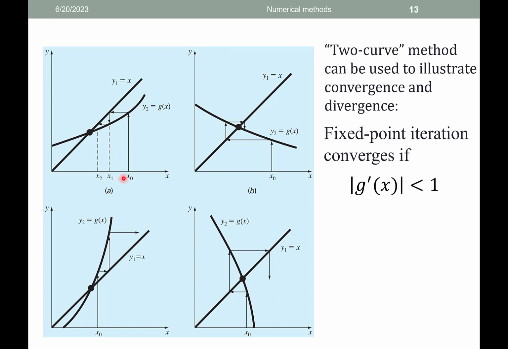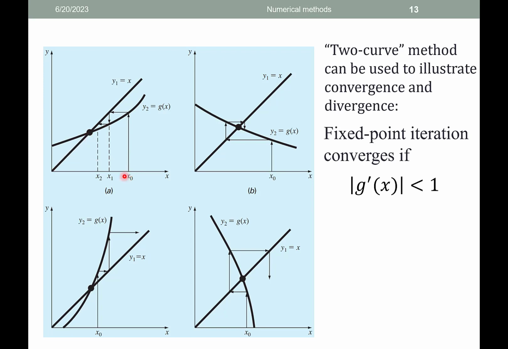There's a characteristic by looking at the y equals x graph versus the y equals g of x graph. Four different examples are presented here. Essentially what is observed is that if the absolute derivative of g of x is less than 1, then the method will converge. If it's not less than 1, then it will not converge. So let's see how this looks in a graph.